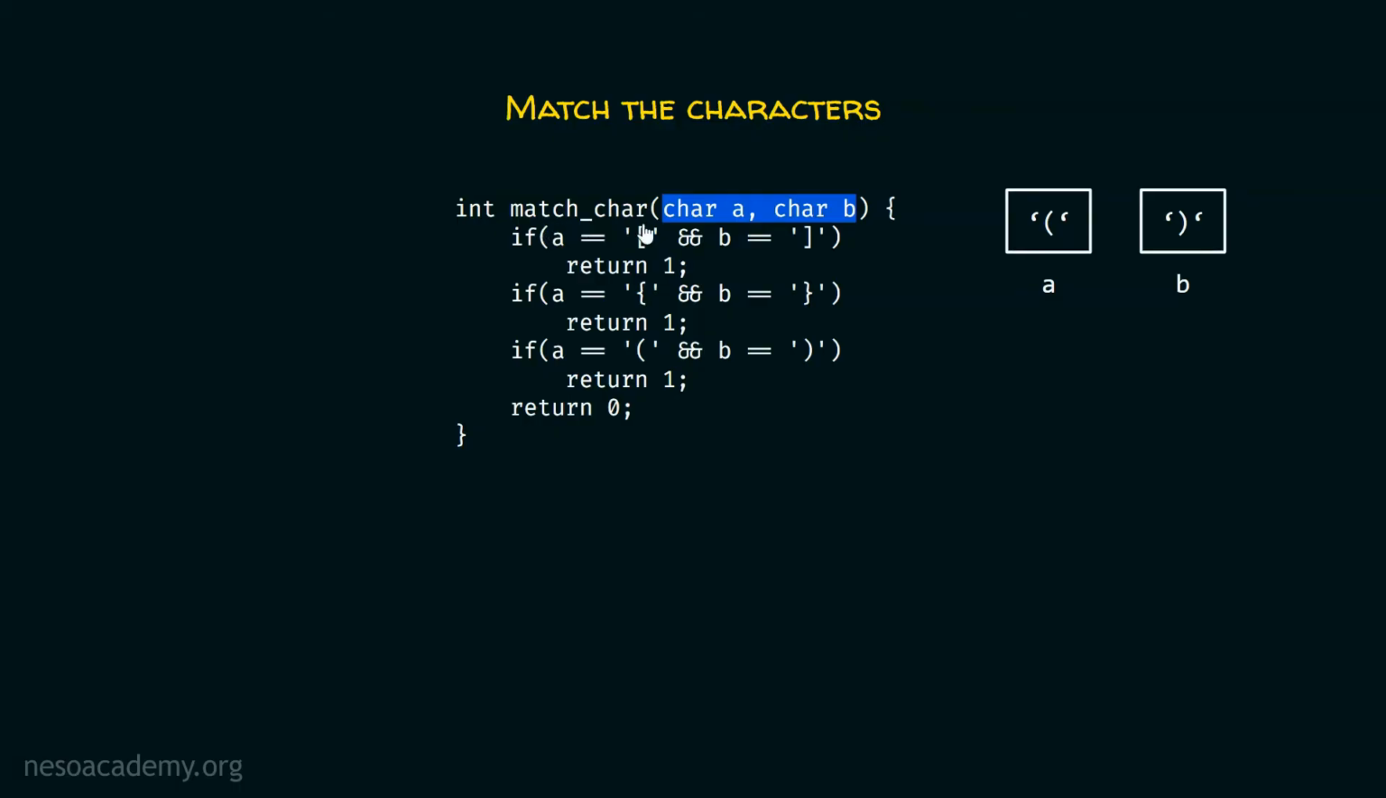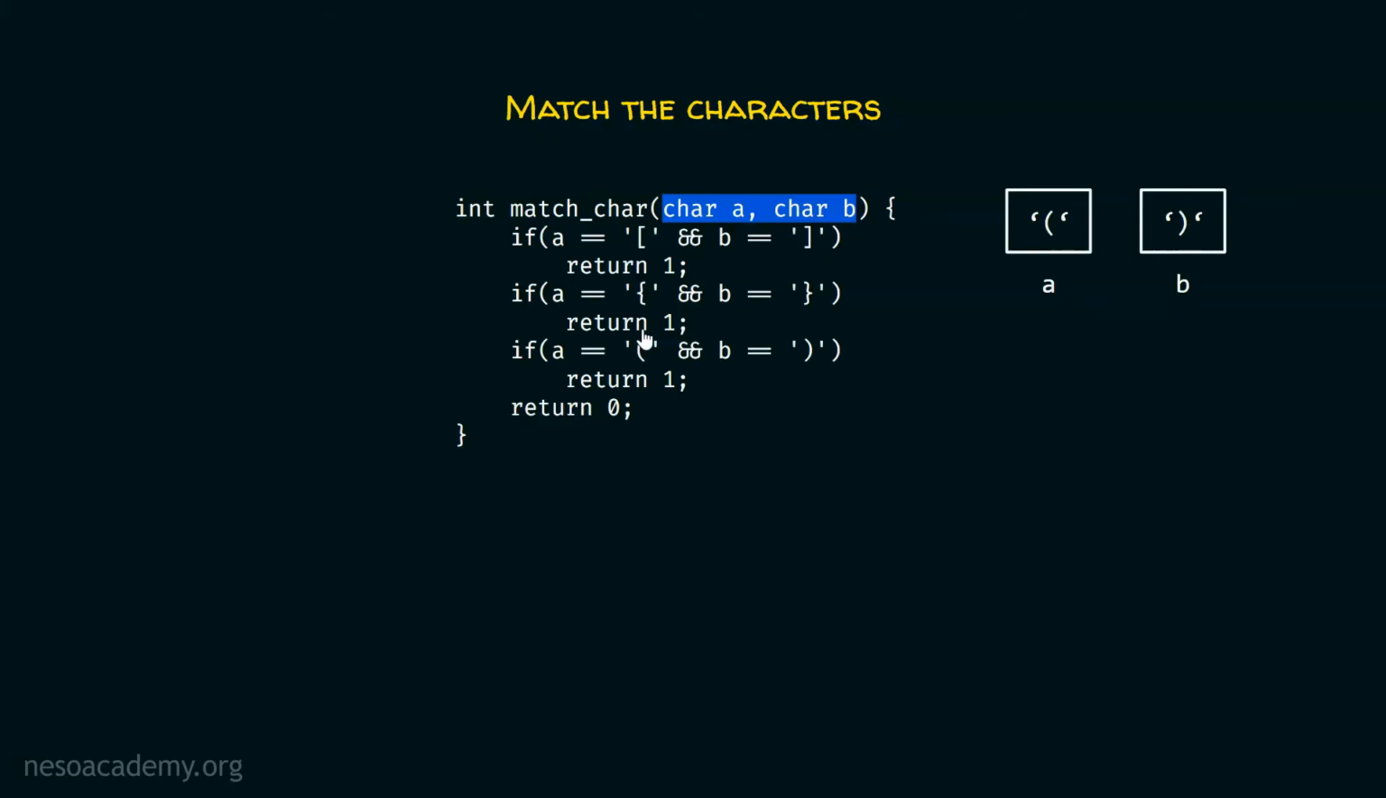Here we have this match char function and the return type of this function is int. This function will return either 0 or 1. Here you can see the parameter list. We have these two character variables a and b. Right now you can see that a is holding this left round bracket and b is holding this right round bracket. We know that there is a match, right?